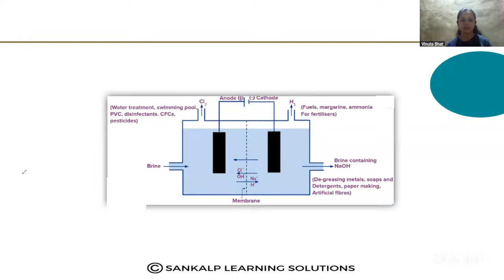Yes, in this process chlorine as well as sodium hydroxide are formed. So it is called the chlor-alkali process. Got it? Why is it called a chlor-alkali process? Because alkali, sodium hydroxide, that is the alkali, and chlorine, that is the gas. Both chlorine and sodium hydroxide are formed, so it is called a chlor-alkali process.